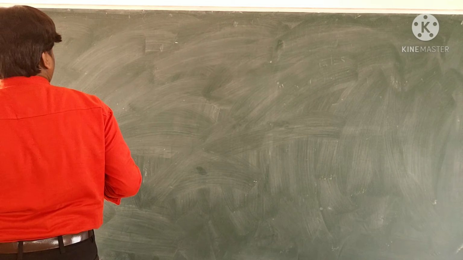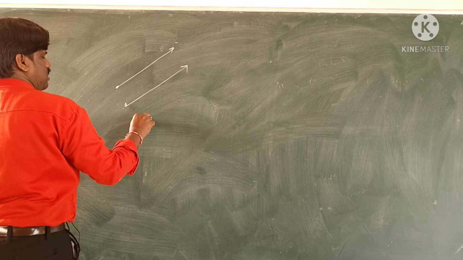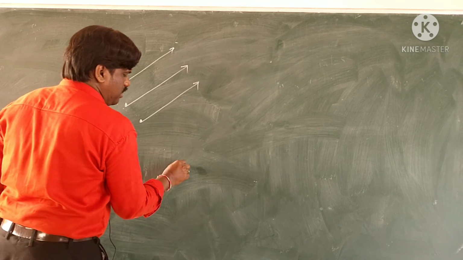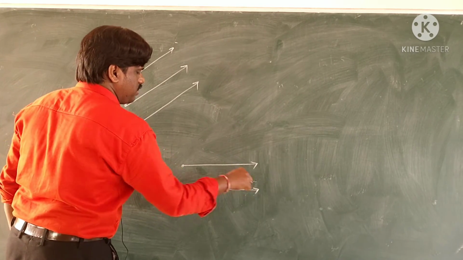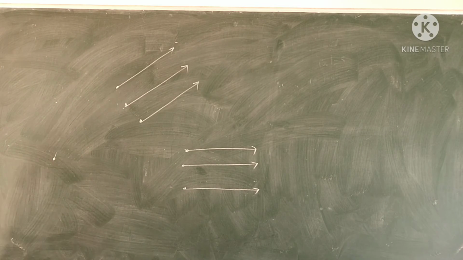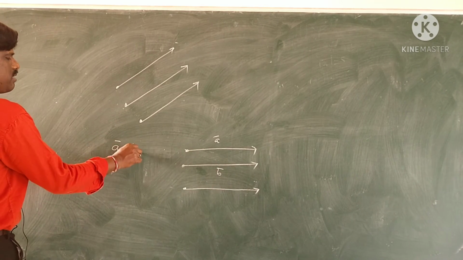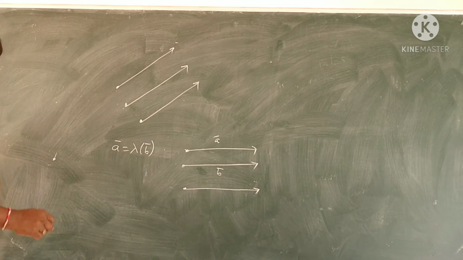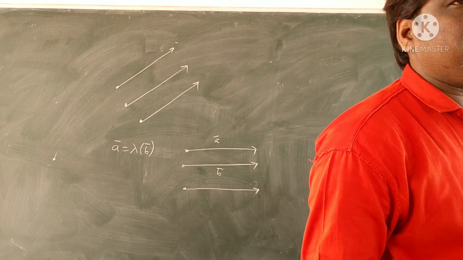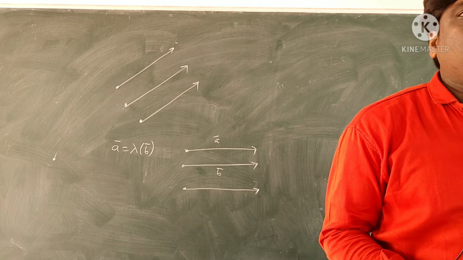See here, all these vectors are parallel to each other. Are these parallel vectors? If I say this is vector A and this is vector B, I can say A is equal to some lambda times B. Parallel vector means A will be some lambda times B. If it can be expressed like that, they are called collinear vectors.